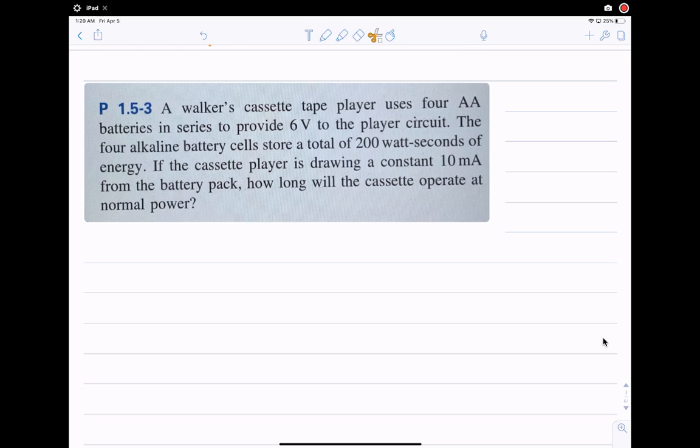So here, let me be brief and talk about one example that would make you understand all the equations we talked about before. This example says a Walker's cassette tape player uses four AA batteries in series to provide 6 volt to the player circuit.